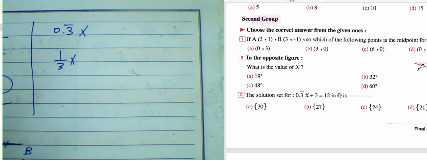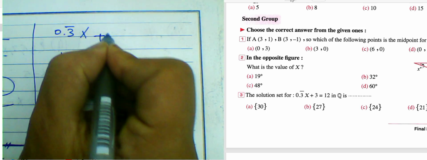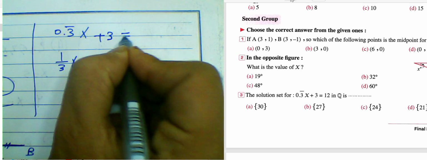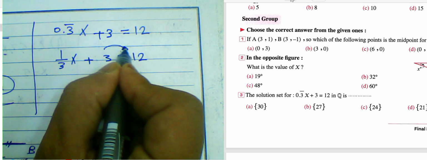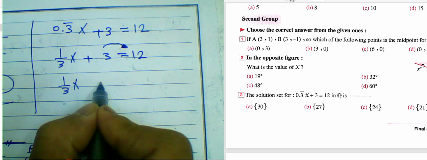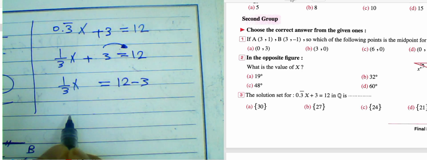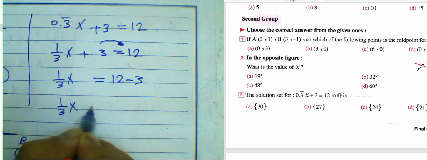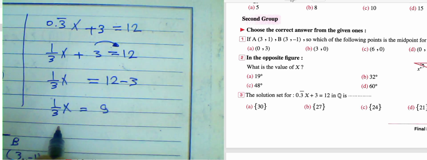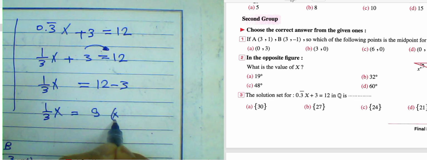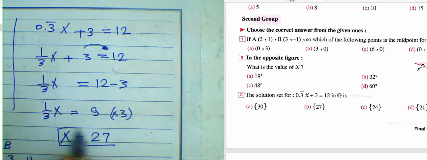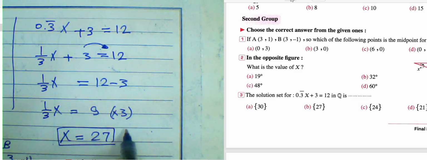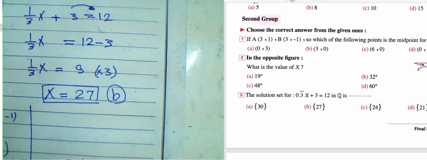Okay, and we have 3 here, plus 3 equals 12. We must move 3 from the left hand side to the right hand side. Then one third x will be equal to 12 minus 3, which is 9. You can cancel one third by multiplying by the reciprocal of one third. 3 times 9, it will be 27. Then the result here will be 27. Choose letter B, the solution is 27.